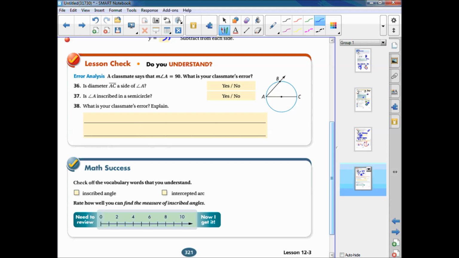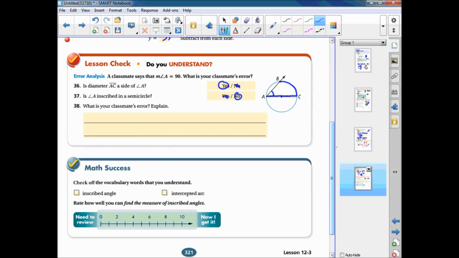Okay, so they see a diameter in here, and they go, oh, okay, so that means that's 90. But the problem is the diameter is one side of our angle. It's not the part that the angle inscribes into, okay? So it's not the corresponding chord that goes with our inscribed angle. So the diameter AC is a side of angle A. This is yes. It's not supposed to be though, okay? And then is angle A inscribed in a semicircle? This is no, it's not inscribed in a semicircle. The arc that it goes with is only that much, okay? So what is your classmate's error?